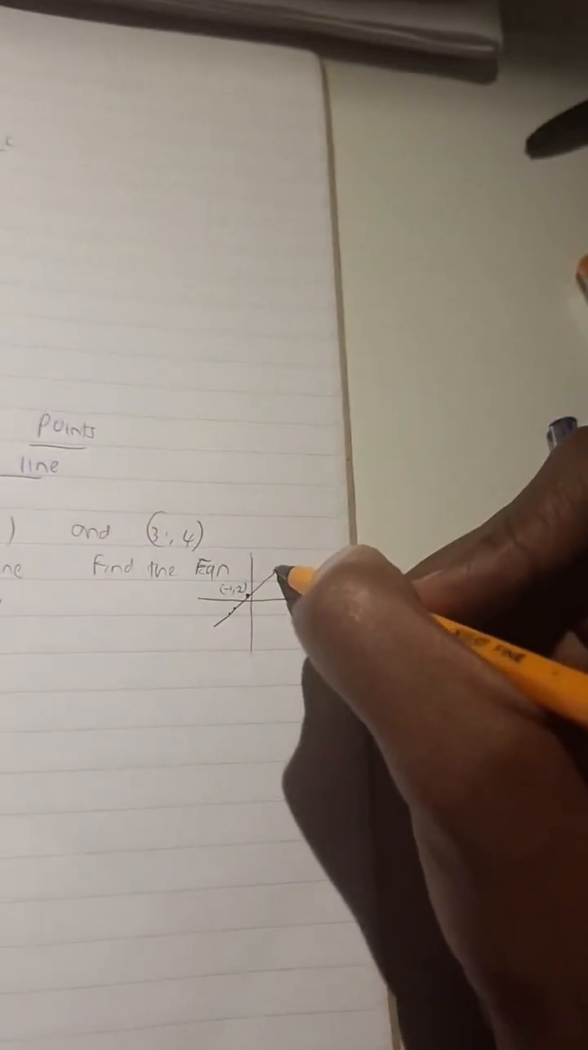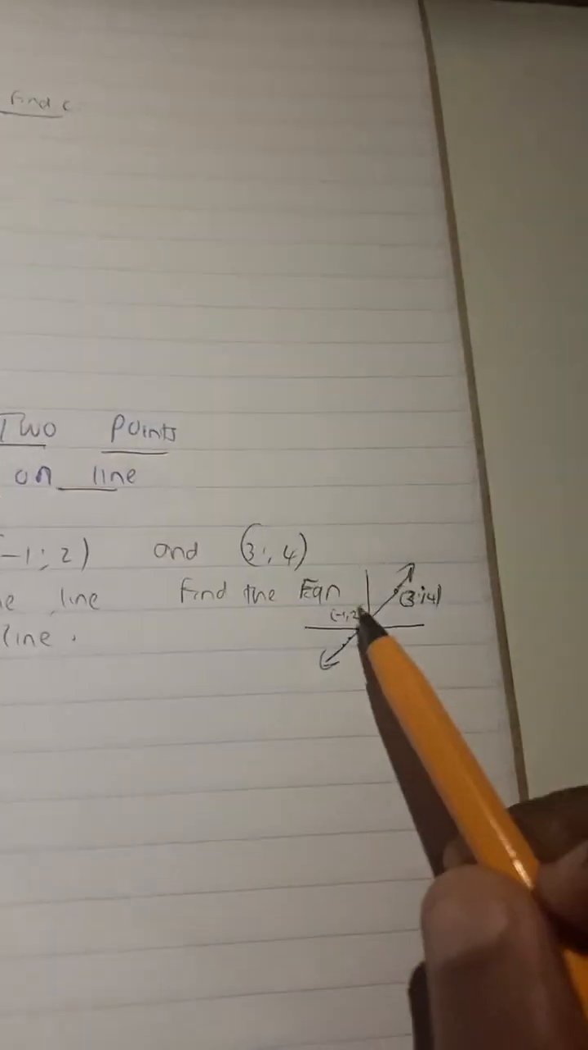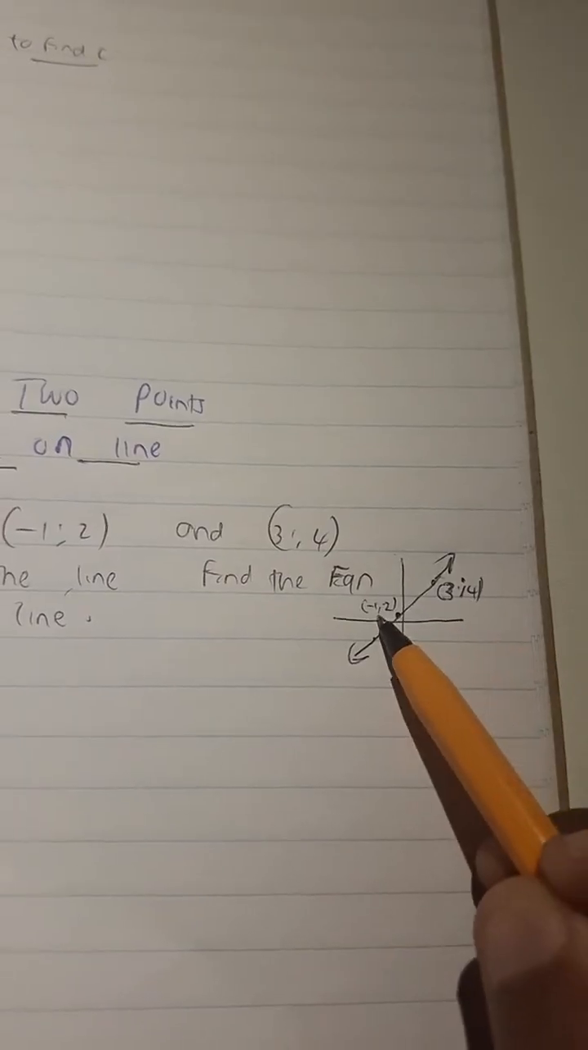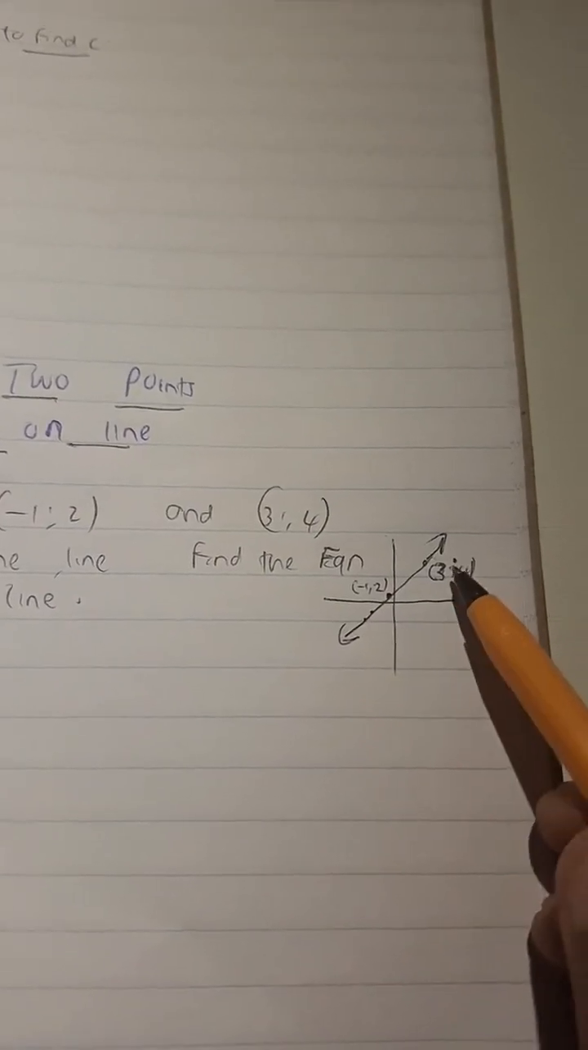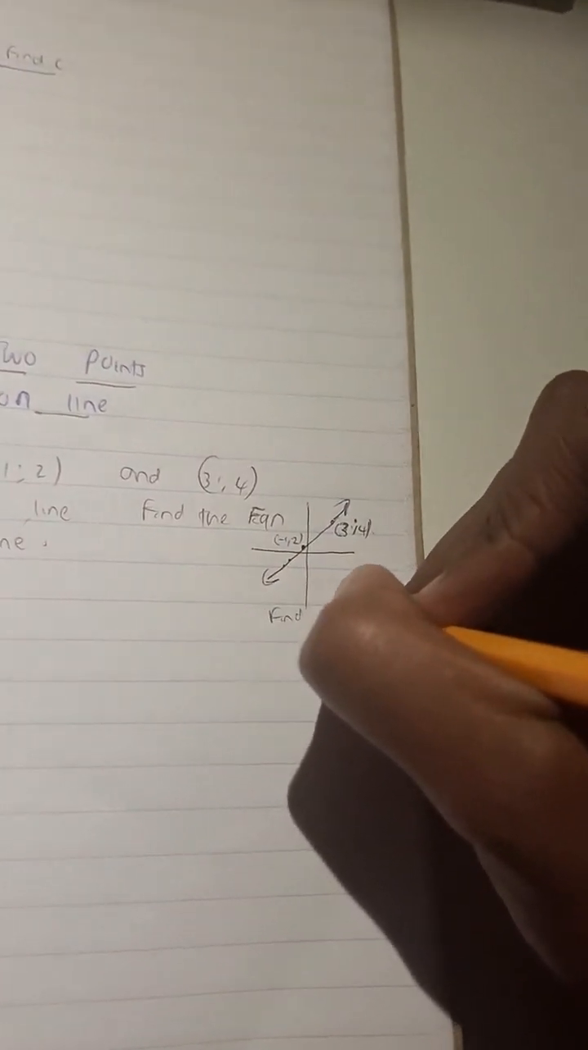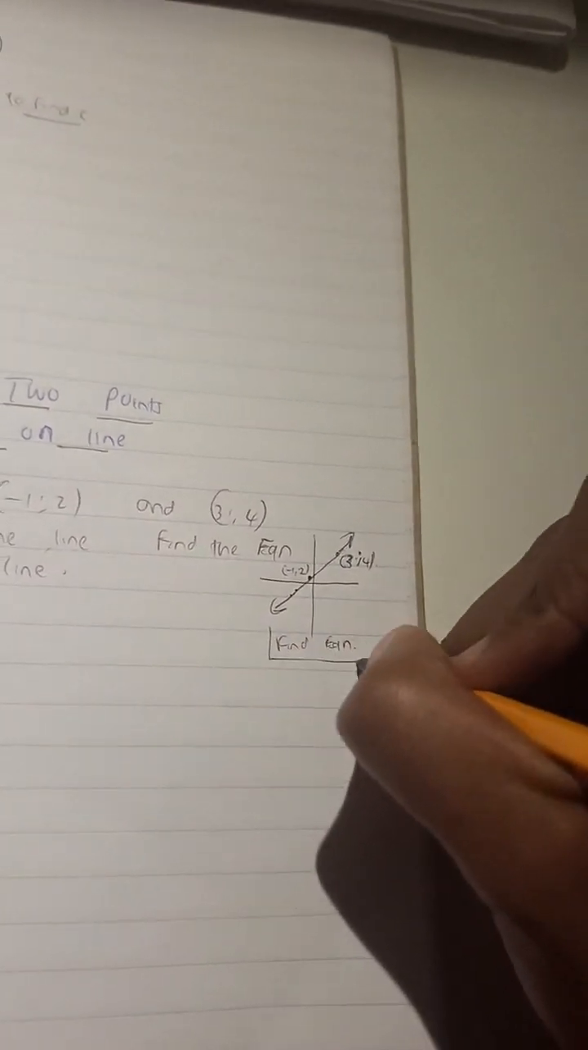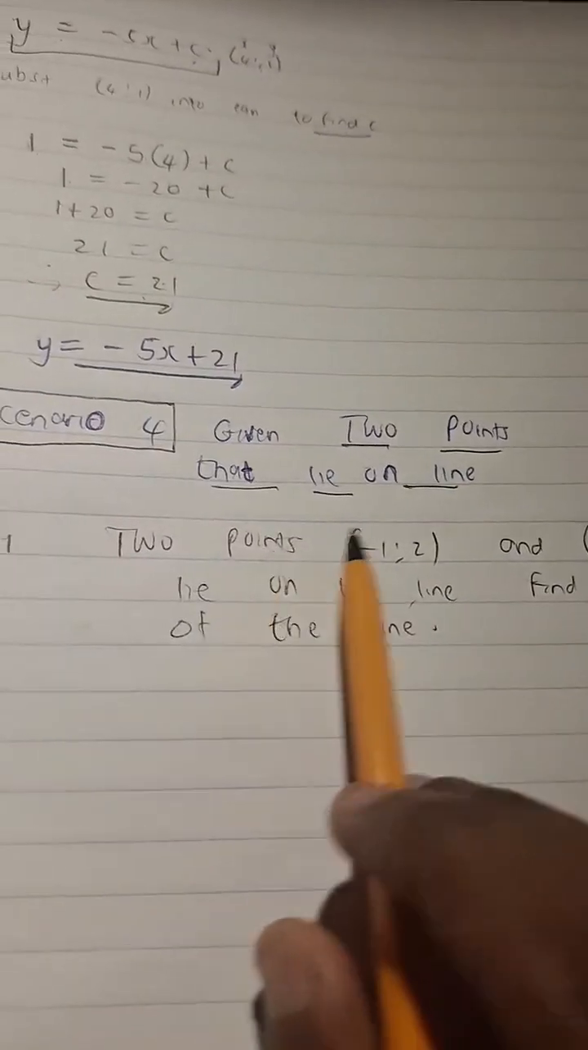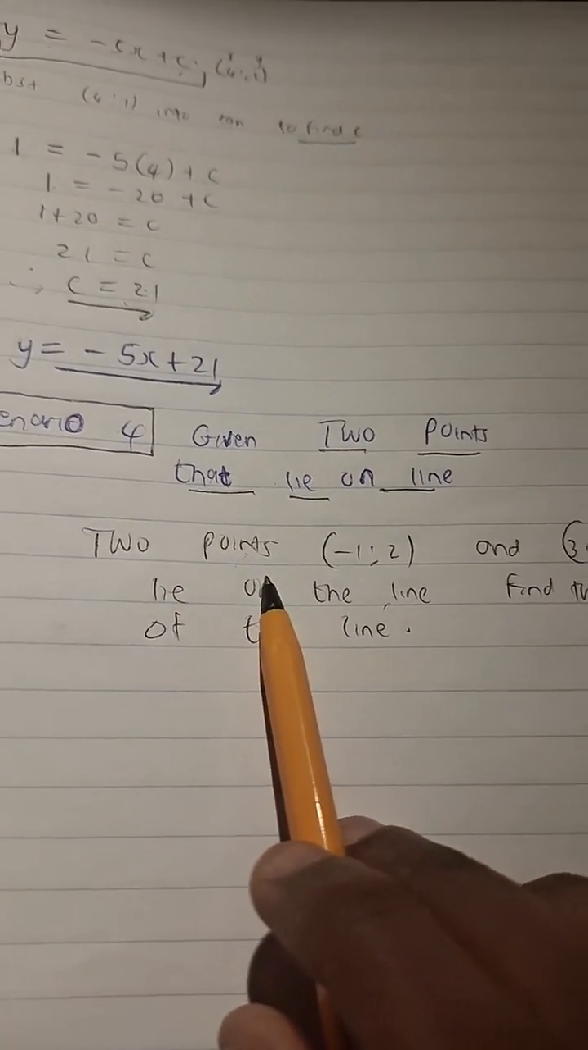They give this to you in the test, right? They give you the straight line, drawn like that. And then all you see is those 2 points, negative 1 and 2, and then you have 3 and 4. And then they just say, find the equation. So this is a graphical representation of the very same question.